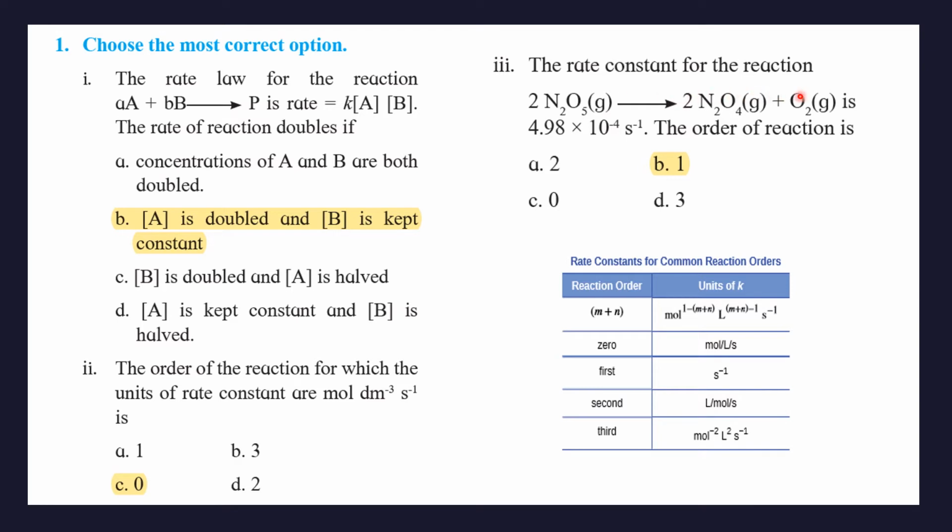Third question. The rate constant for the reaction 2N2O5 gives 2N2O4 plus O2 is 4.98 into 10 raised to -4, second raised to -1. The order of the reaction. From the unit of the rate constant, we can say it is a first order reaction. So the correct answer is option B, 1.